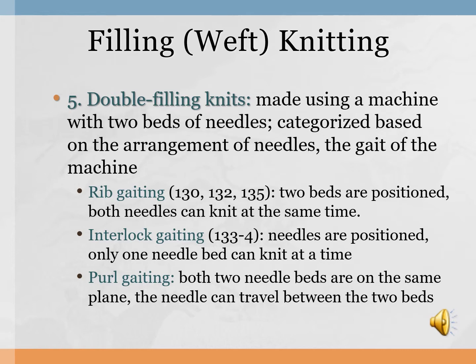And you can kind of see why it might be called rib gating. It almost has a rib in there. Interlock gating is 133 and 134. So that gives you an idea of the fabrics that result from these different types of double filling knits. Again, we're not going to get much more in depth beyond this general description of how it's done, but just so you can get an idea of this type of manufacturing and the fabrics that result from that.